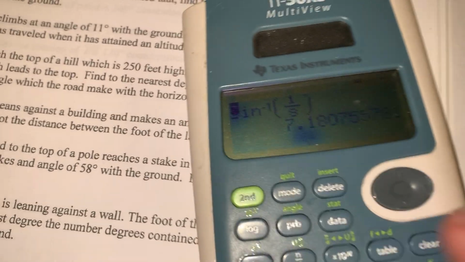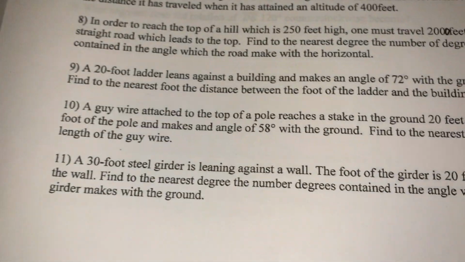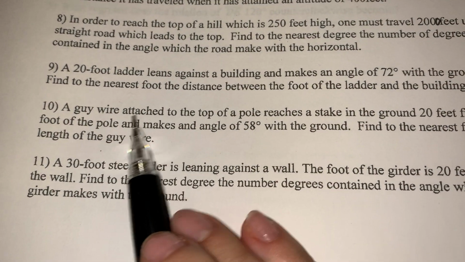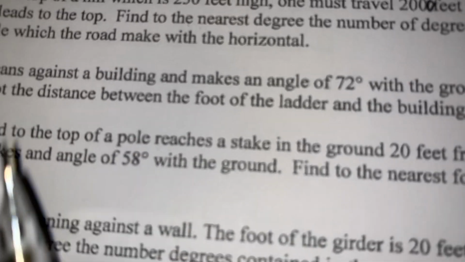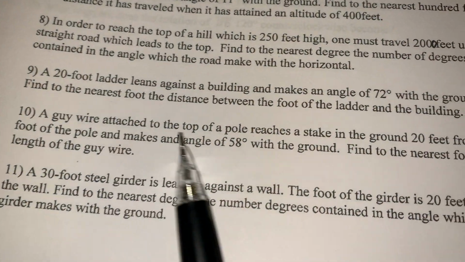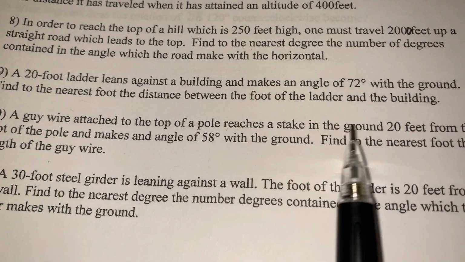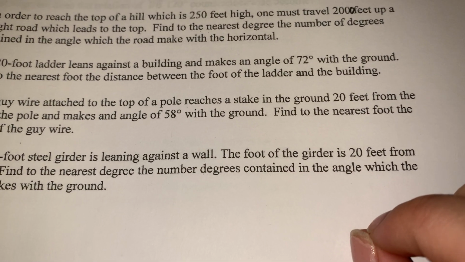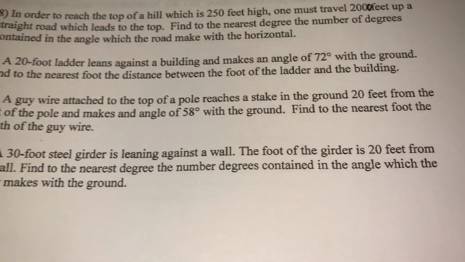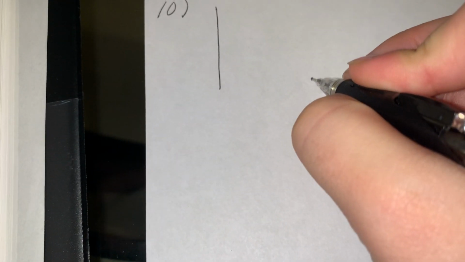And again, I'm going to do this a bit quicker. It says a guy wire attached to the top of a pole. So there's a wire attached to the top of a pole. So here's my pole. What a wonderful pole it is. And I'm going to see that this wire reaches a stake in the ground, meaning like a stick on the ground, in 20 feet from the foot of the pole. So there's a stake on the ground.